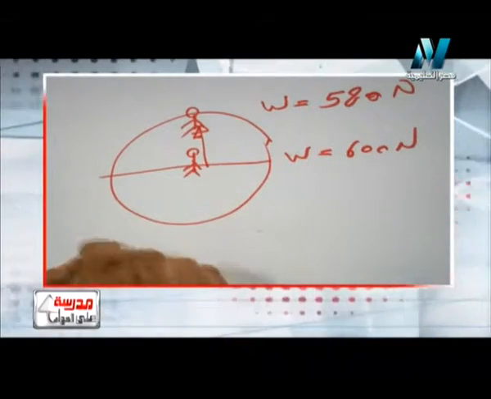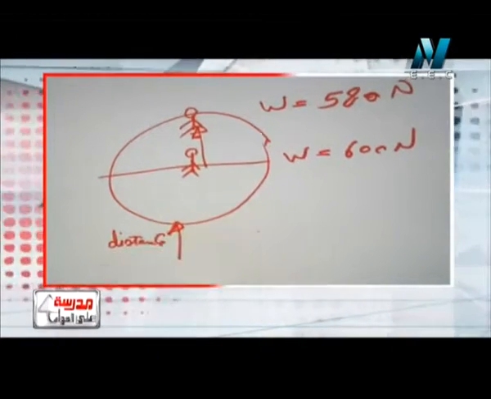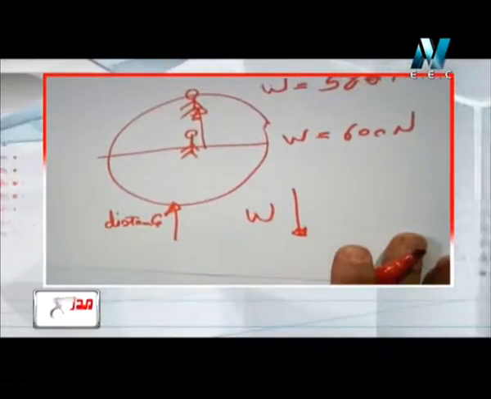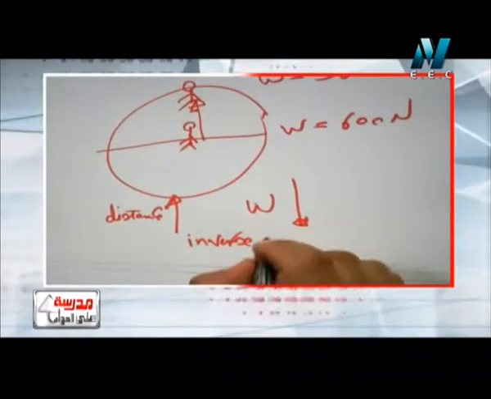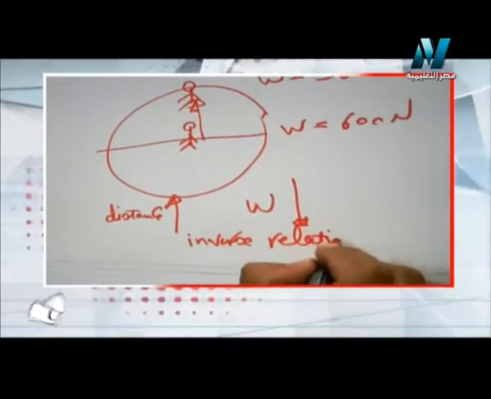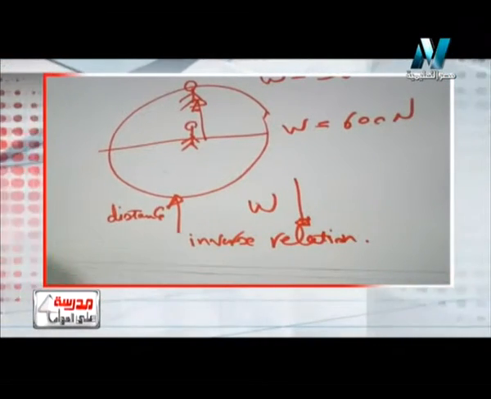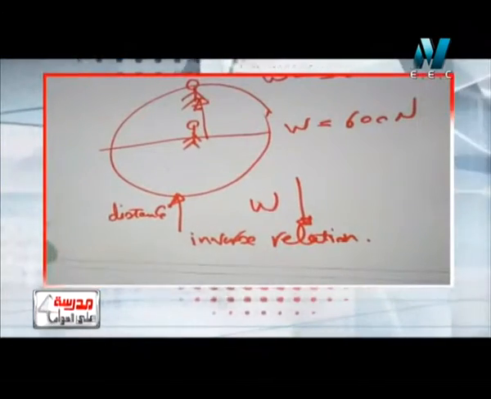So when the distance increases, what happened to weight? Weight decreases. So we can say this relation is an inverse relation. Maybe a word we hear for the first time. Inverse relation, the opposite of direct relation, as you said Mr. Yasser before.